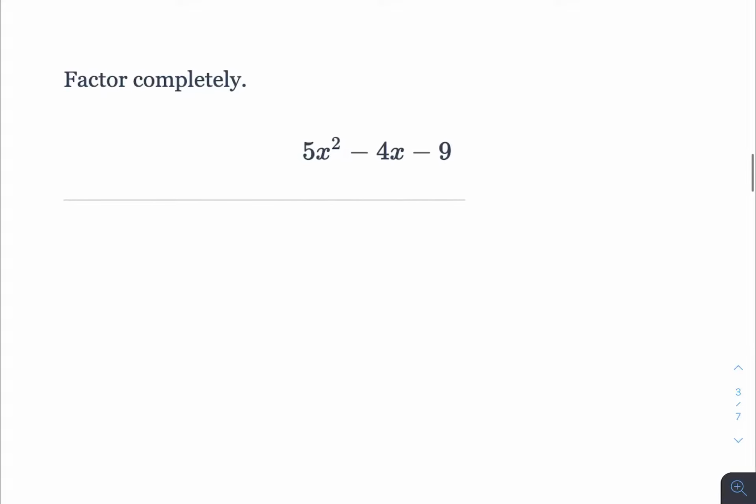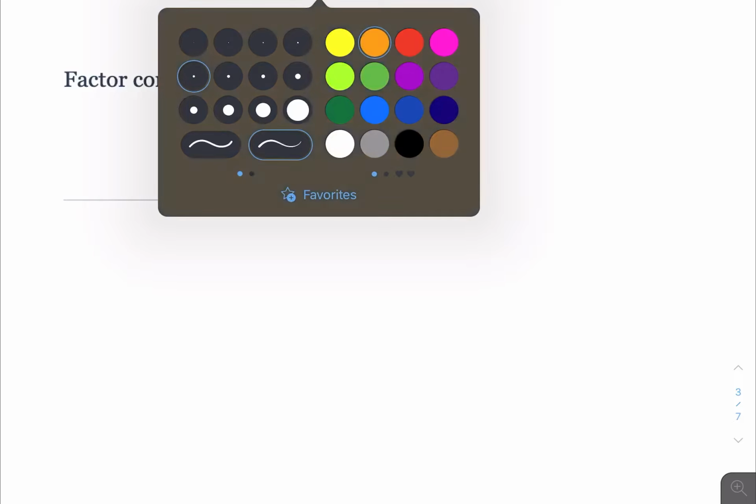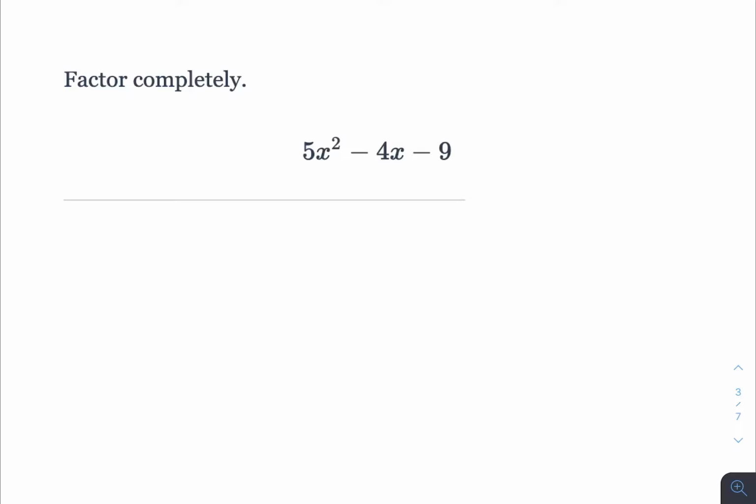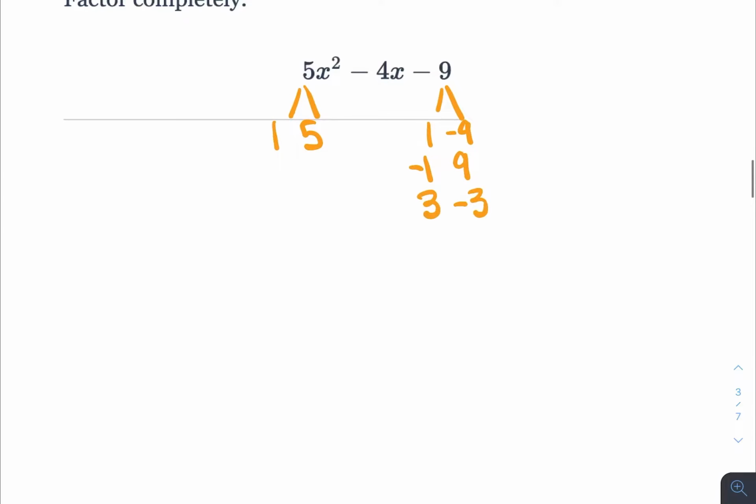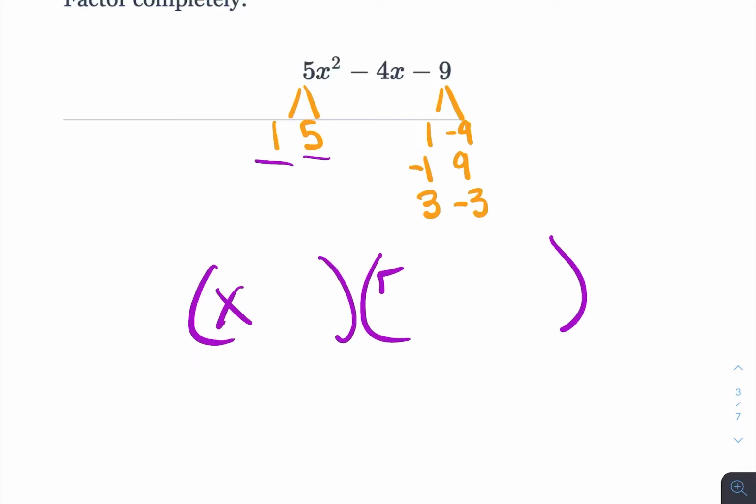Another example here. Notice we have 2 negatives here, or 2 subtraction signs, I should say. Now our factors up here are 1 and 5. Our factors for -9 could be 1 and -9, -1 and +9, and then 3 and -3. So we take this problem, we know our factors are 1 and 5, so it's 1x and 5x.